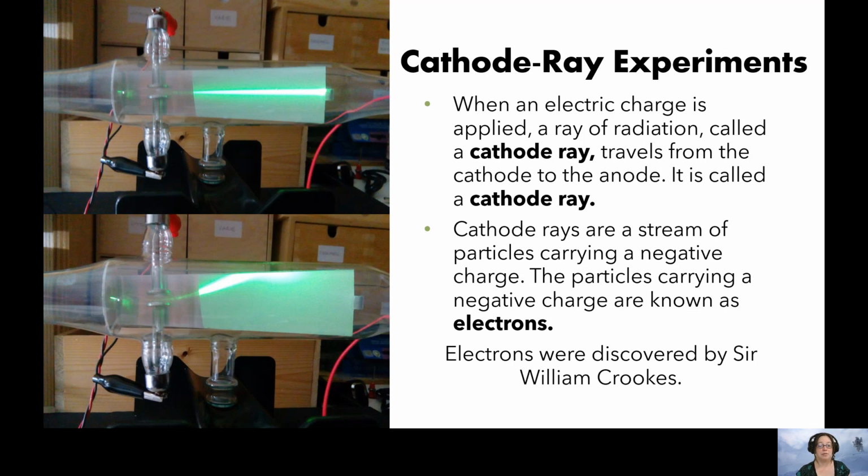Anyway, so cathode rays are a stream of particles carrying negative charge. Those particles carrying a negative charge are known as electrons. So electrons were first discovered by Sir William Crookes, and these cathode ray experiments really helped us characterize these as being negative and as being a particle.